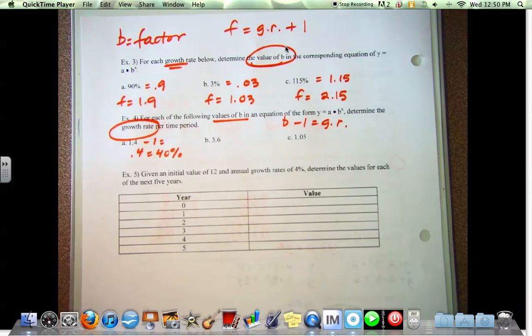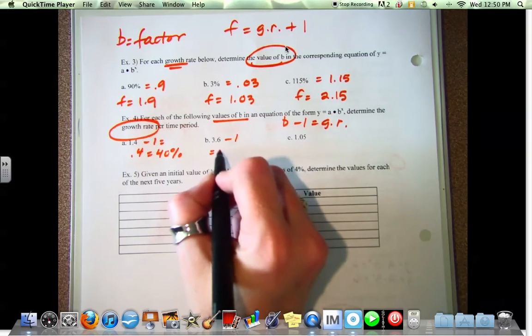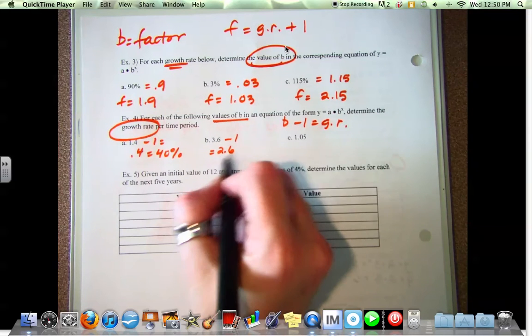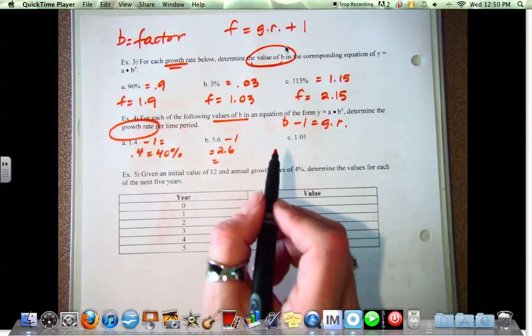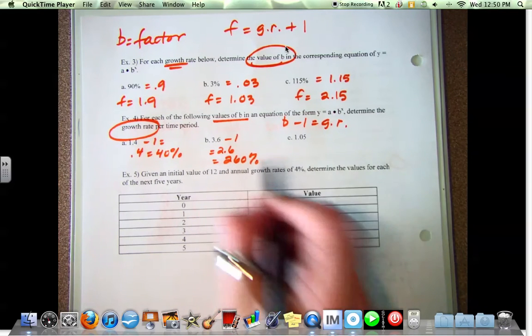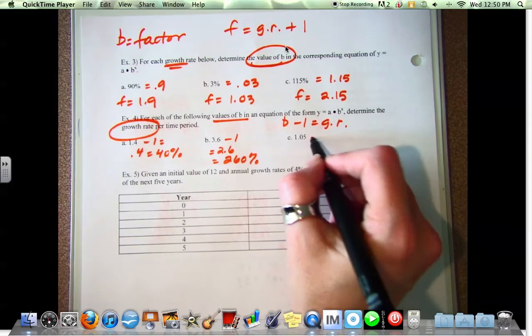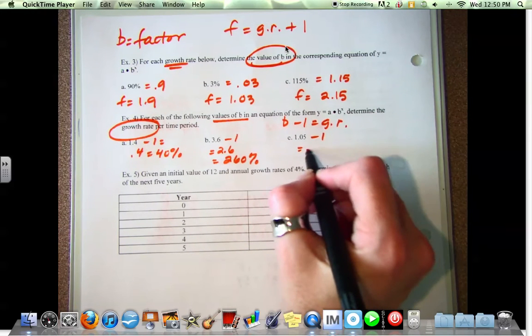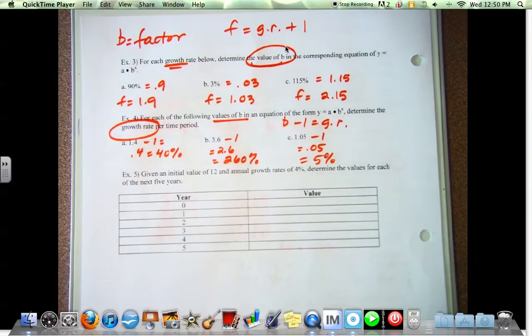All right, B, 3.6. What am I going to do first? Subtract 1, which gives me 2.6. Which is? Hold on here, isn't it 260%? Yes. C, what am I going to do? Subtract 1, which gives me 0.05, which is 5%. Very nice. Dominique's on her game today.